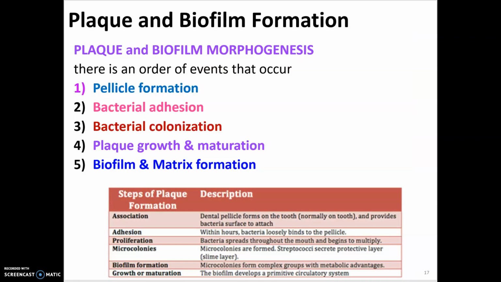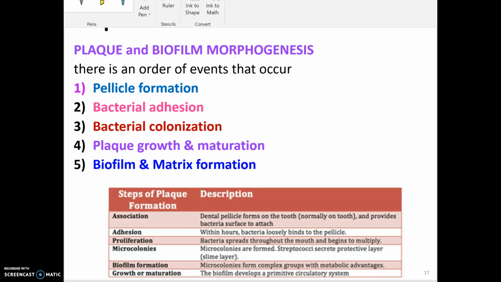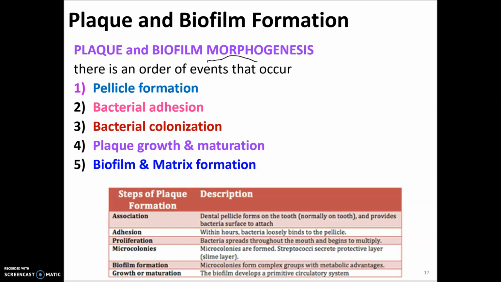Okay, so we talked about plaque, we talked a little bit about how it forms, so now let's talk about biofilm formation or biofilm morphogenesis. Morphogenesis is a big word. Morph means changing and genesis means to create. Well, basically morphogenesis means a change in shape, or a change in the way it develops or grows. And there's 3 or 4 different steps. We've got 5 listed right here about how we get a biofilm or plaque formation.